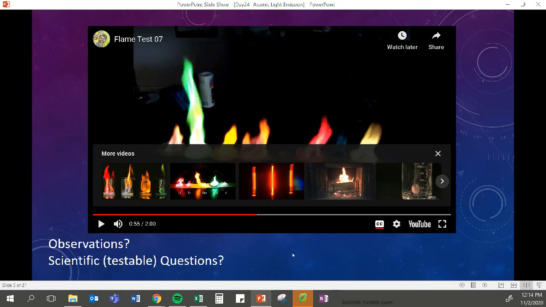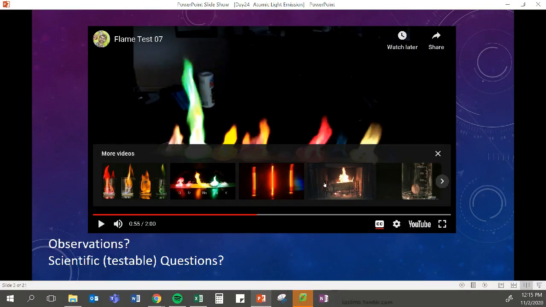Also, we thought of some scientific or testable questions. Some questions that were brought up today were, what if we mix some of those different compounds together? Will it change the color? He said there was alcohol being used to make the flame. What if we change the amount of alcohol? Will that change the height of the flame or something like that? So these would all be testable questions.